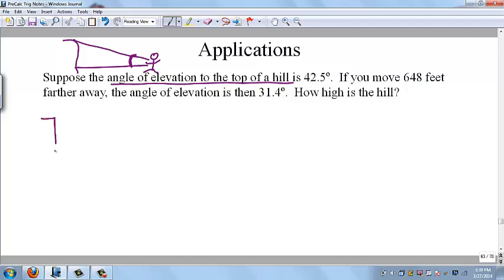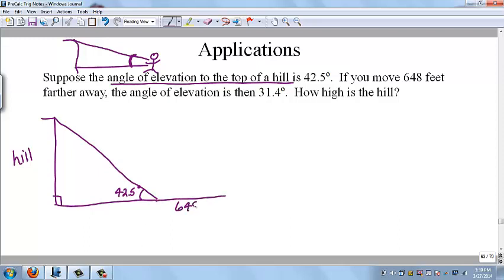So let's do the hill. So here's our hill, okay? And I'm going to draw my little right triangle here. So this is my hill, I'm going to stand here. So if I'm standing here, the angle of elevation is 42.5 degrees. Then they said if you move further away, 648 feet. So I'm going to move further away, right here. And if I look to the top of the hill, sorry, it's kind of wiggly here, you are going to have an angle of elevation of 31.4 degrees. Which makes sense to me because the further away you are, the angle is going to be smaller.